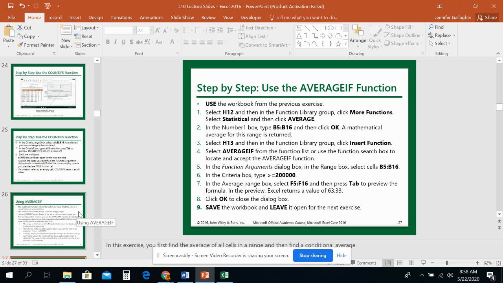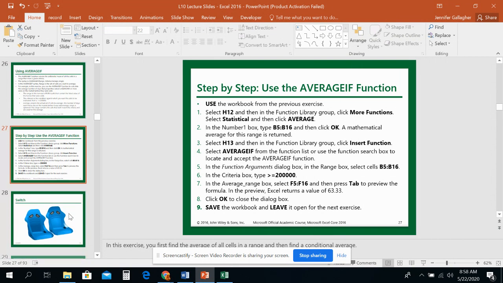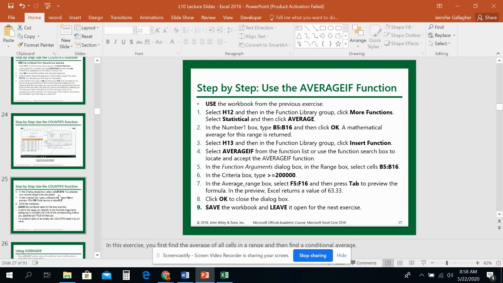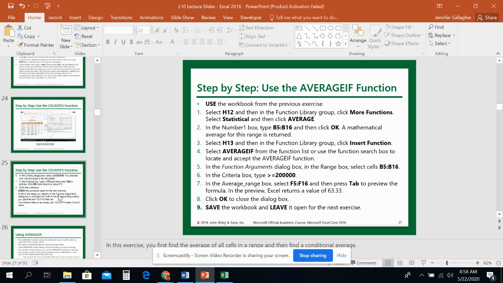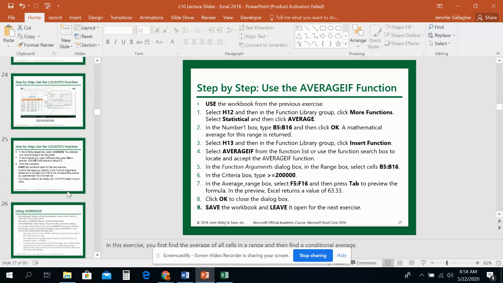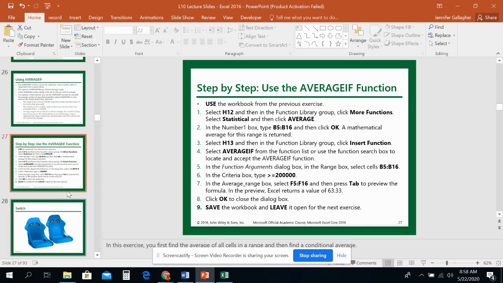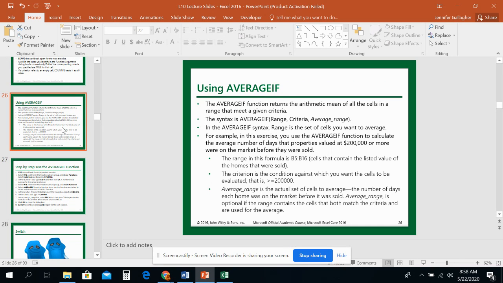All right, I'm back, and now we're going to talk about the AVERAGEIF function. The AVERAGEIF function is going to be structured very similar to the last function we did, the SUMIF function. It will return the mean of any cell in a range that meets the criteria. So the syntax is AVERAGEIF, range, criteria, and average range.